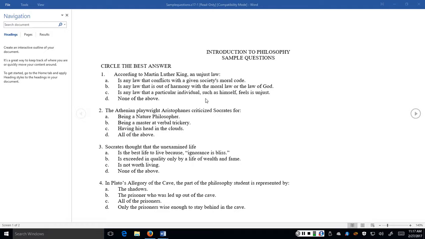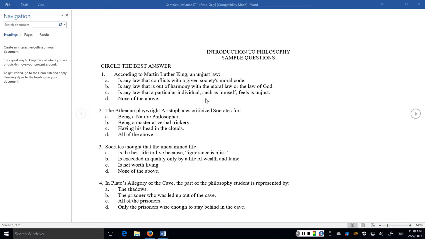look at question number 1. You say, well, I'm not sure if it's any of these. But is A any law that conflicts with a given society's moral code? That would mean that segregationist laws are automatically just. How is that the kind of thing that Martin Luther King is arguing? No, I think I can eliminate A.